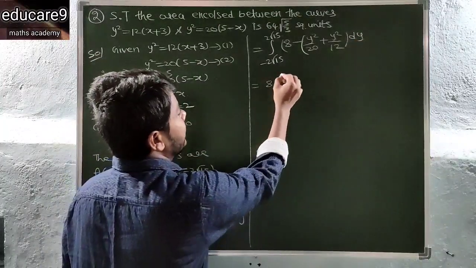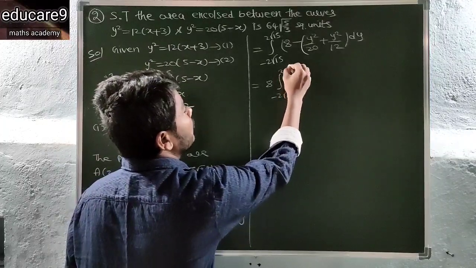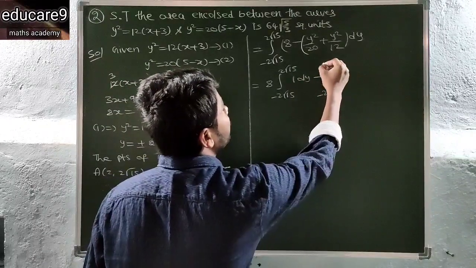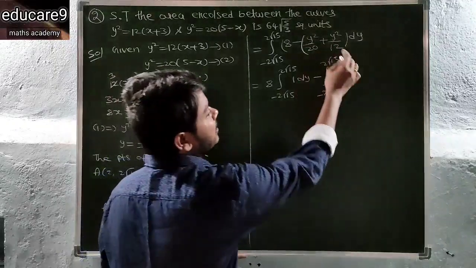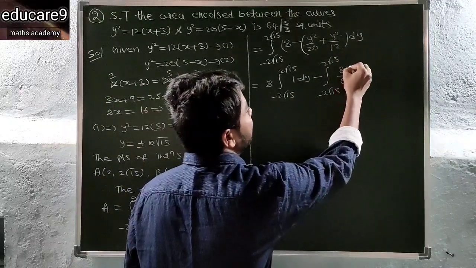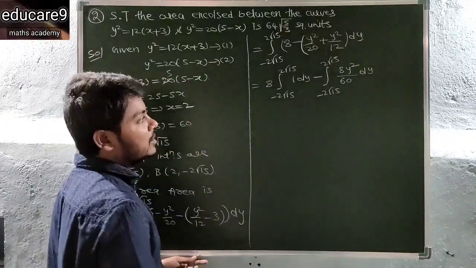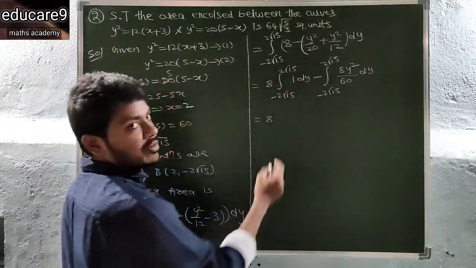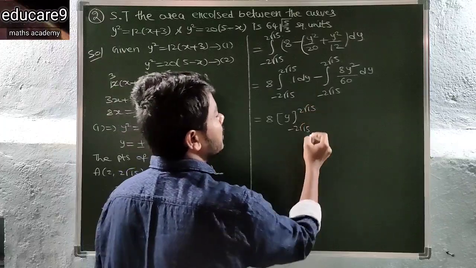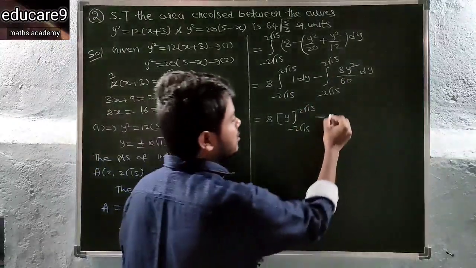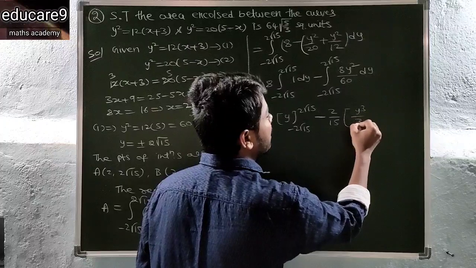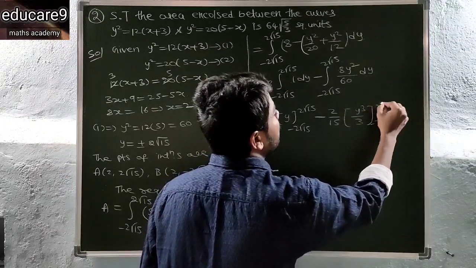Now this is 8 into the integral from minus 2 root 15 to 2 root 15 of 1 dy, minus the integral within the limits minus 2 root 15 to 2 root 15. So clearly your LCM is 60. So 5y square plus 3y square, you will get 8y square dy. Now again this is 8 into integration of 1 dy, that is y within the limits minus 2 root 15 to 2 root 15, and here minus 8 by 60, that is 2 by 15, integration of y square, that is y cube by 3 within the limits minus 2 root 15 to 2 root 15.